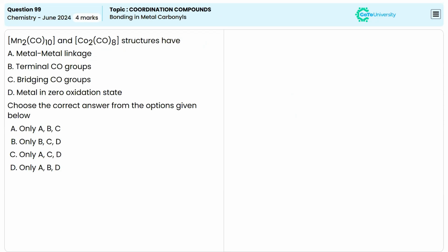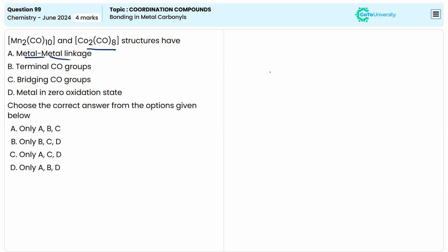Coming to the next question. Here, two compounds are given, Mn2(CO)10 and Co2(CO)8, and we have to find out the correct option regarding these compounds. Before that, we have to analyze the points given here. So the first one is given as both these compounds are containing a metal-metal linkage. Before that, let us draw the structures of these two.